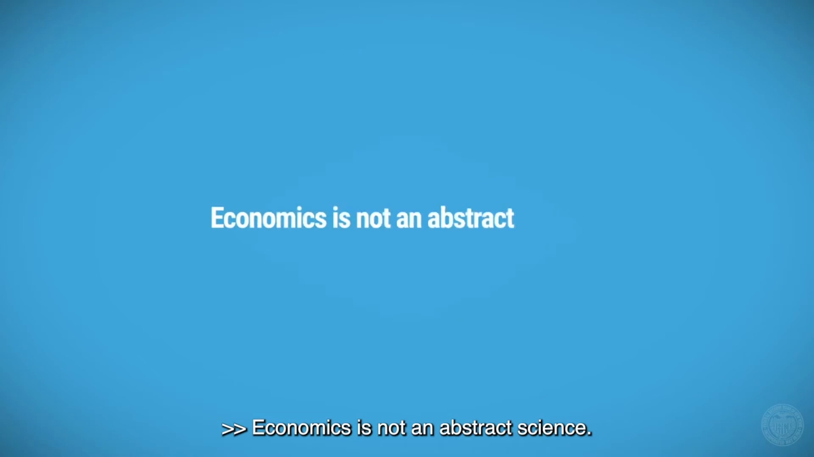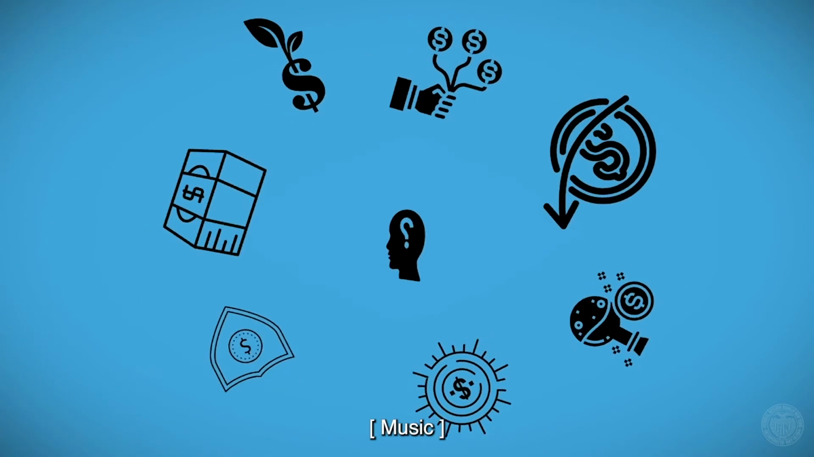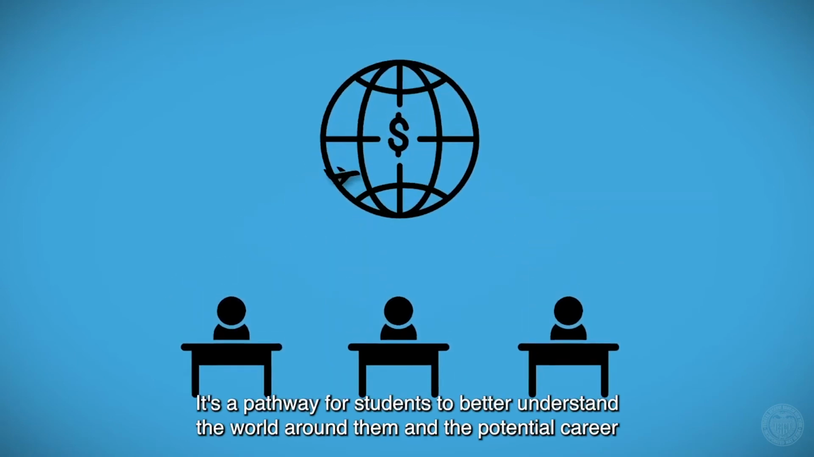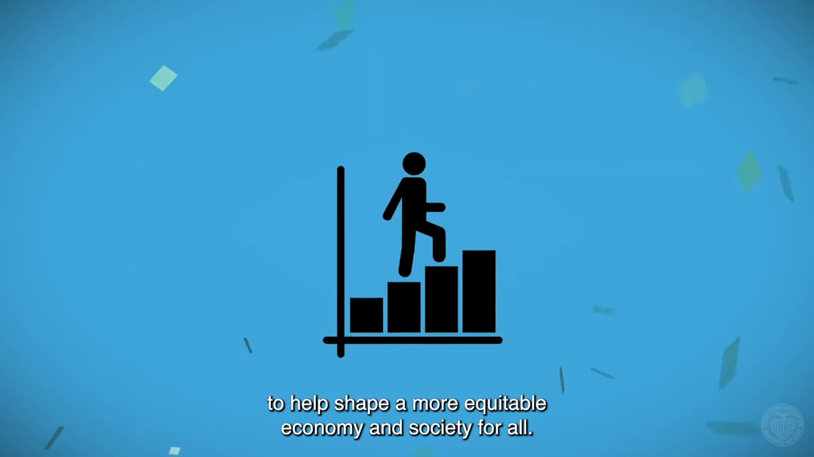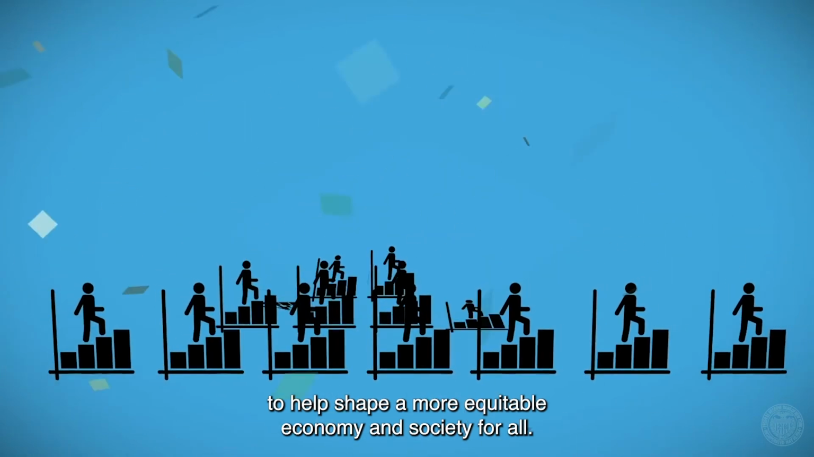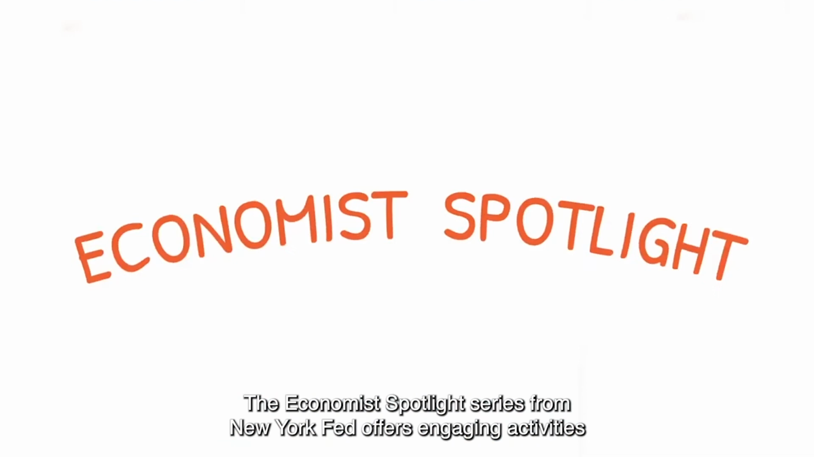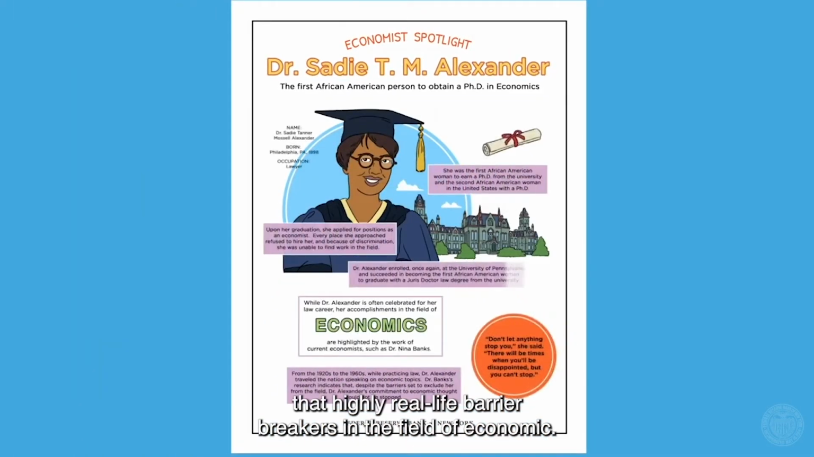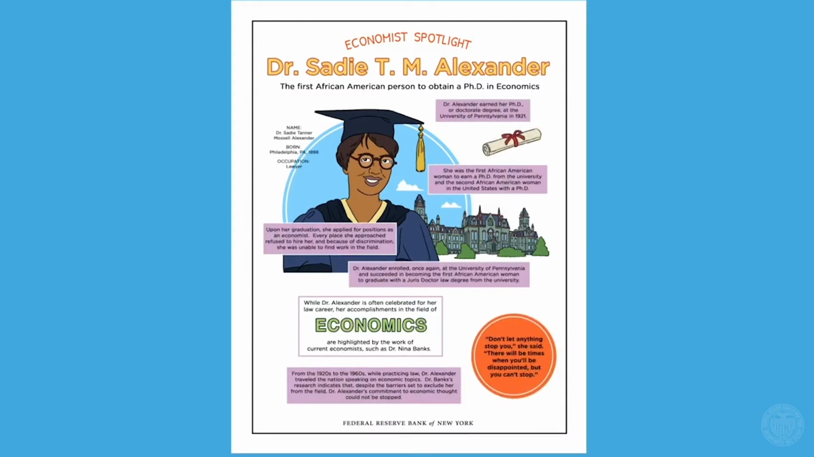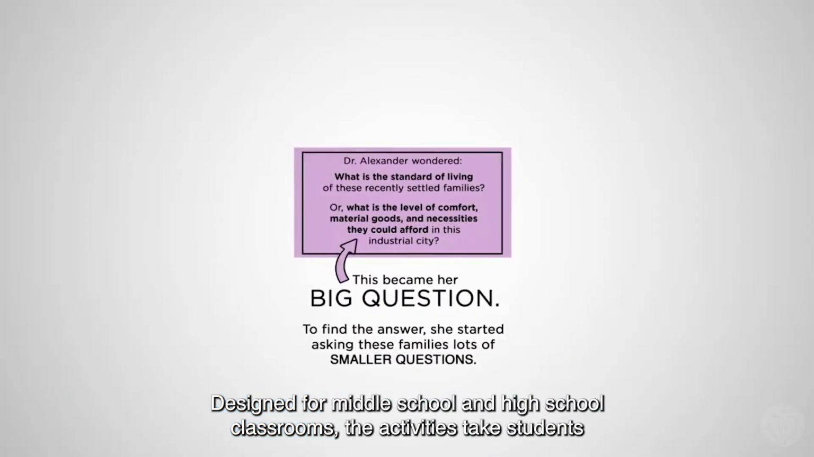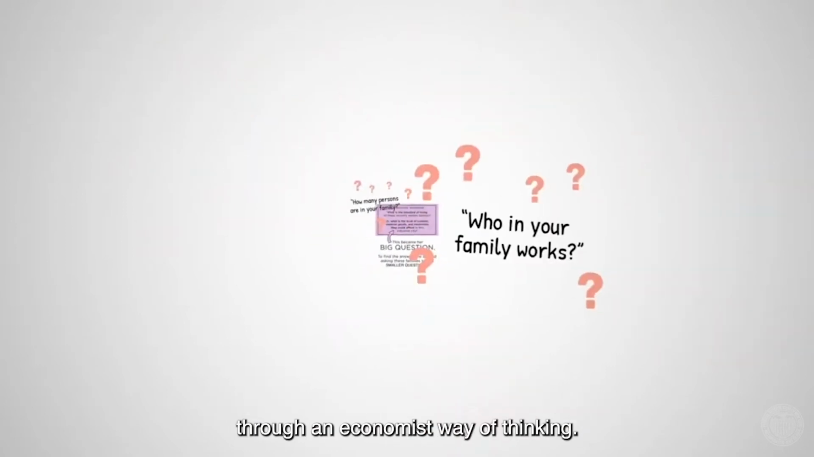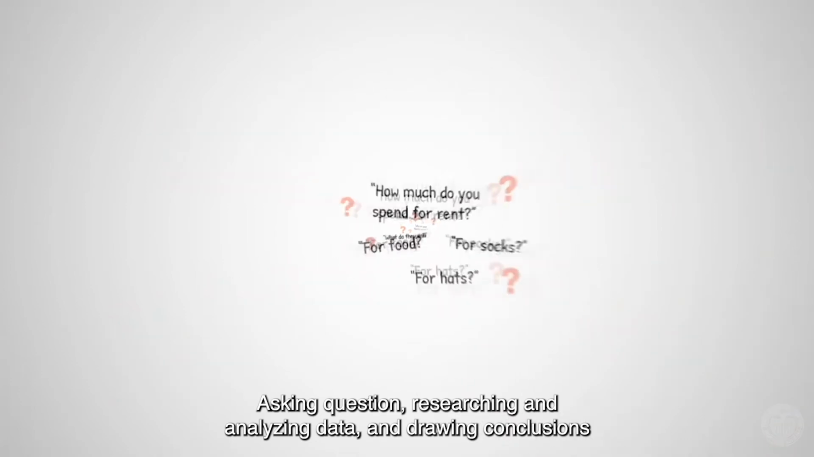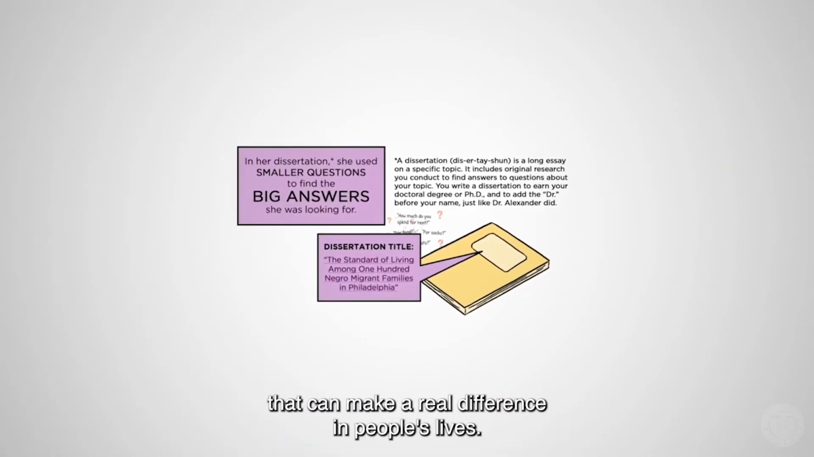Economics is not an abstract science. It's a pathway for students to better understand the world around them and a potential career to help shape a more equitable economy and society for all. The Economist Spotlight series from the New York Fed offers engaging activities that highlight real-life barrier breakers in the field of economics. Designed for middle school and high school classrooms, the activities take students through an economist's way of thinking, asking questions, researching and analyzing data, and drawing conclusions that can make a real difference in people's lives.